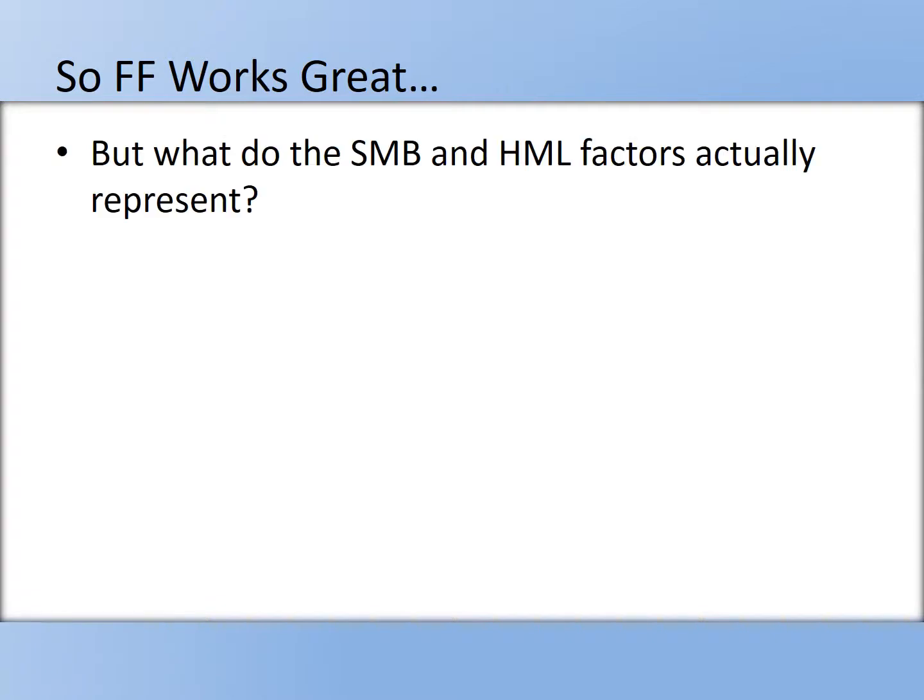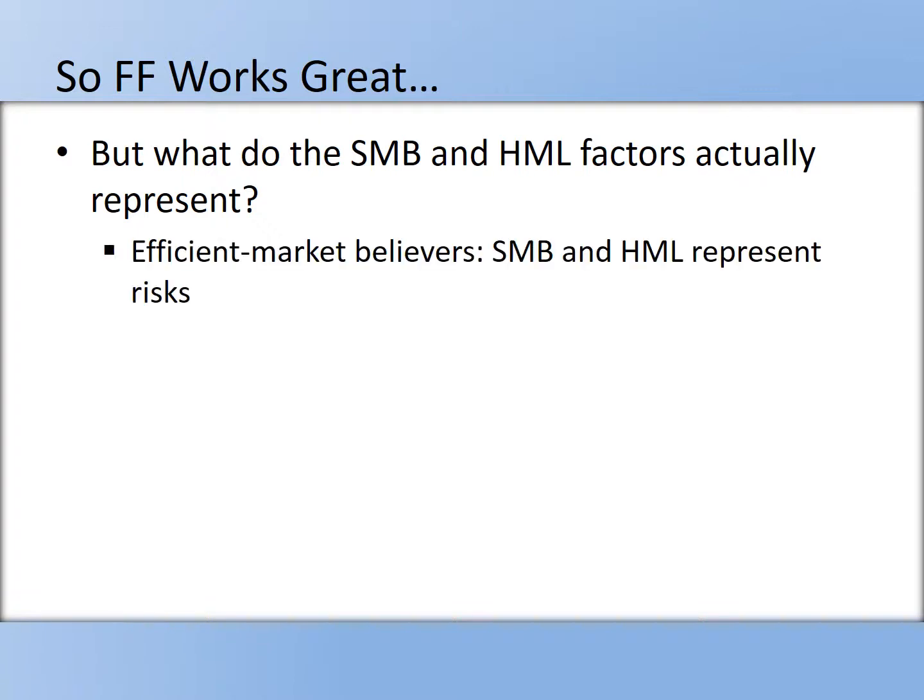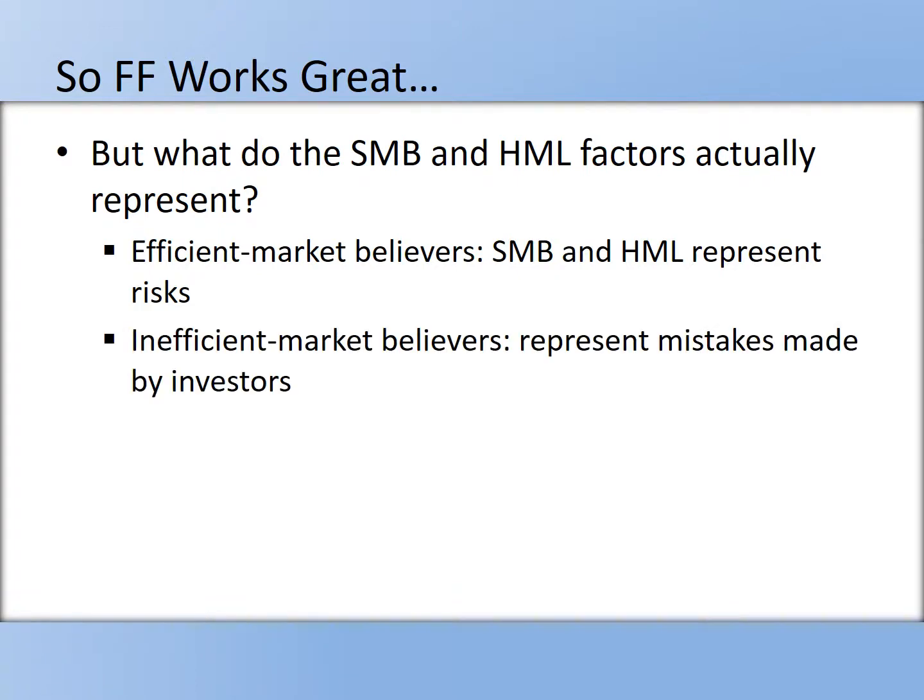So the model works great, but what do the factors actually represent? If you are an efficient market believer, like you would be if you're Eugene Fama, then the factors represent risk. But if you are an inefficient market believer, you believe it's possible to pick stocks, then the factors should represent mistakes made by investors.